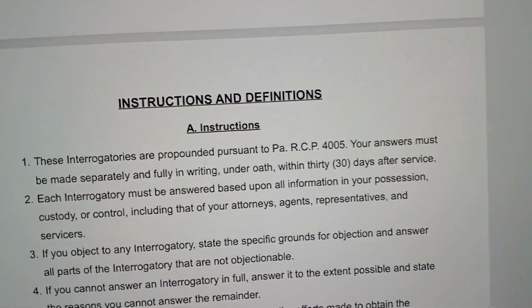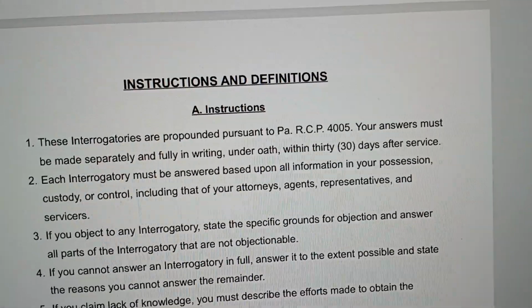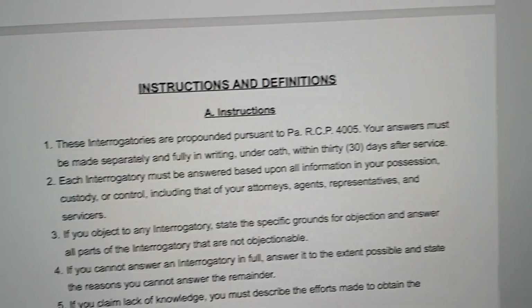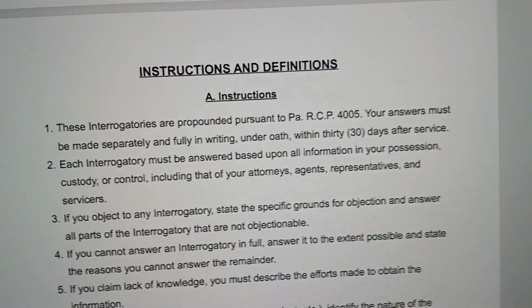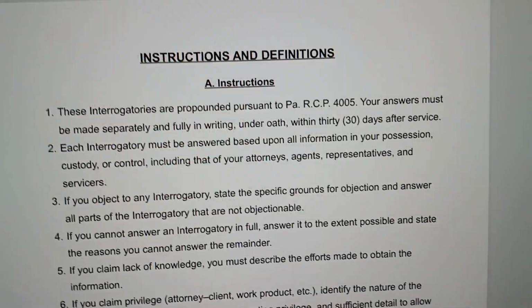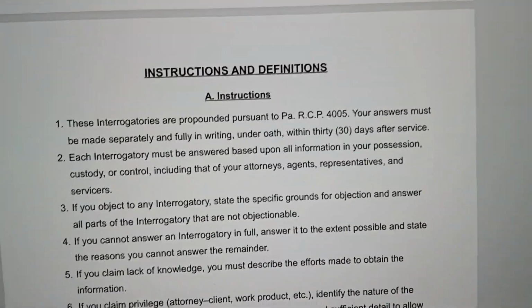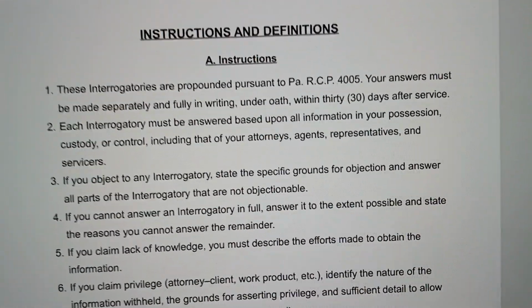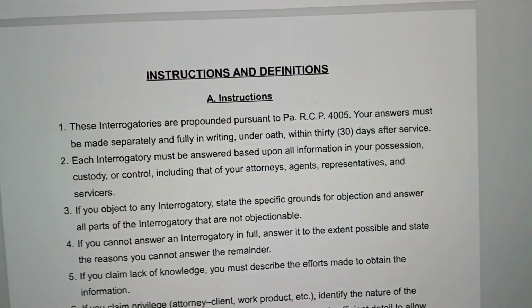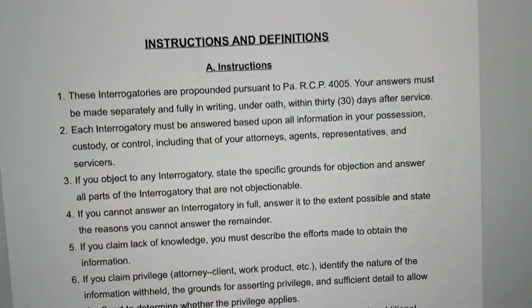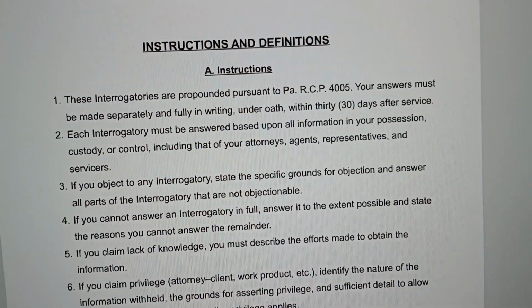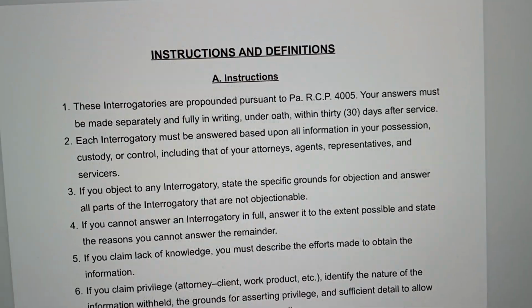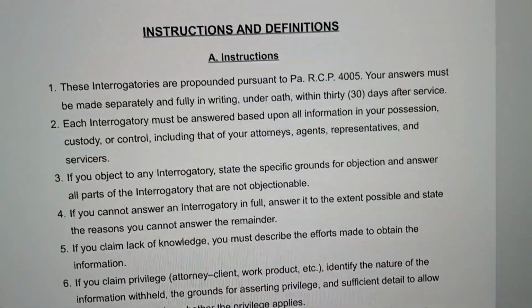And then the first page should be your instructions and definitions page. Depending on what state you're in, you want to make sure that you tailor your instructions and definitions to whatever state you're in. And you can also use AI to help you do this, guys. I know a lot of you are learning about AI and how to use it. Well, use AI to help you with your instructions and definitions. Just say, I'm writing discovery and I need my instructions and definitions, and it will give them to you.